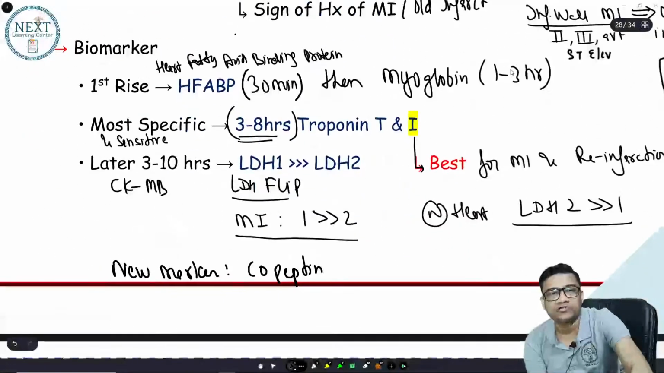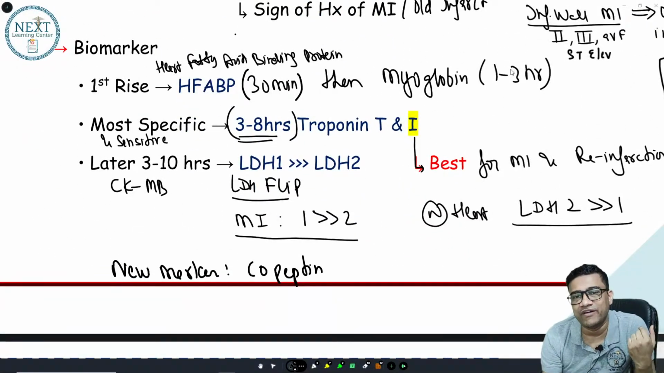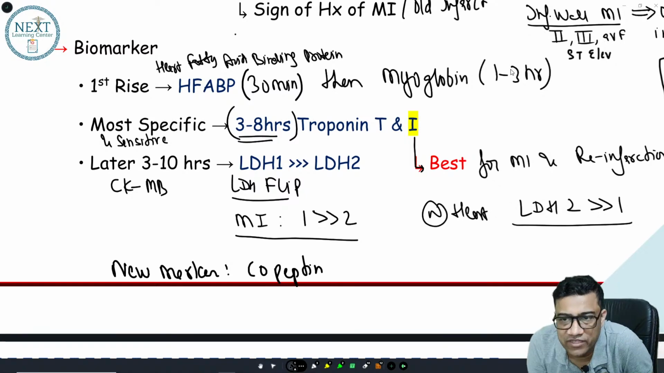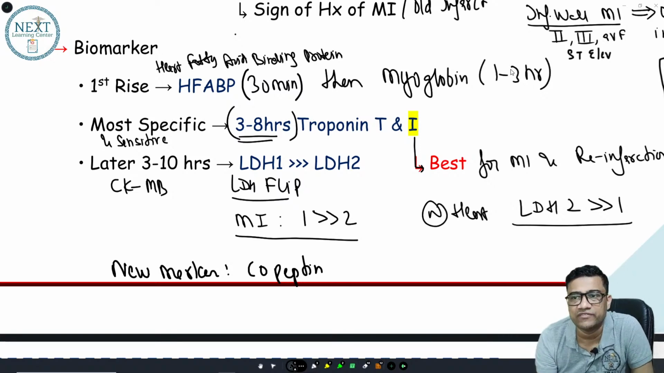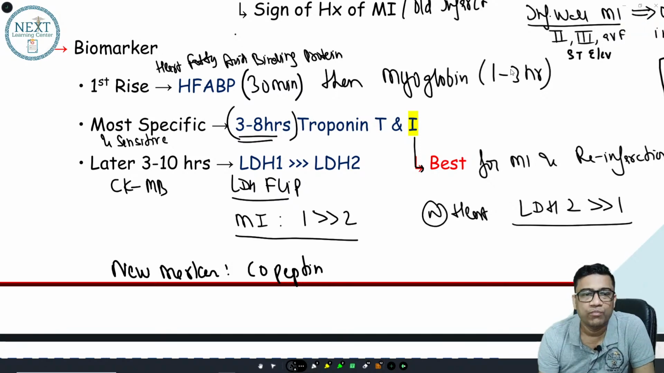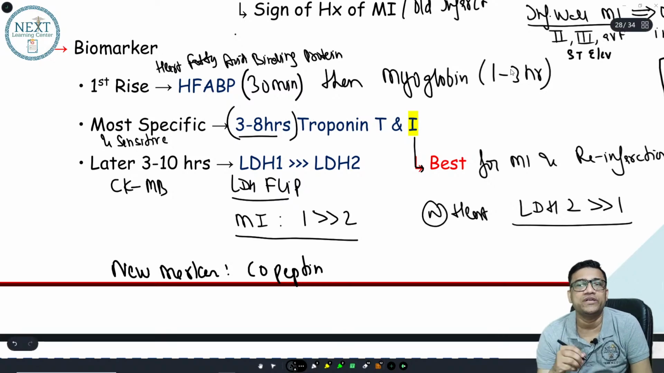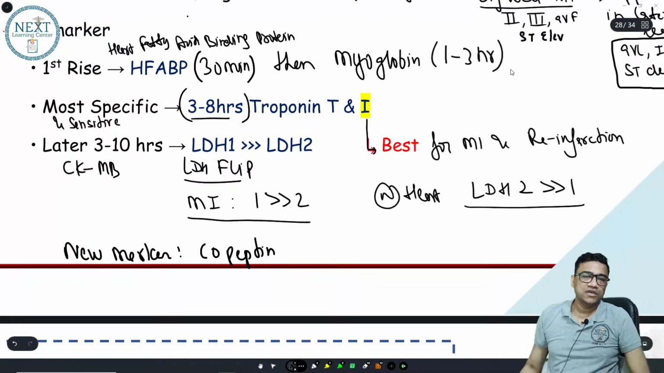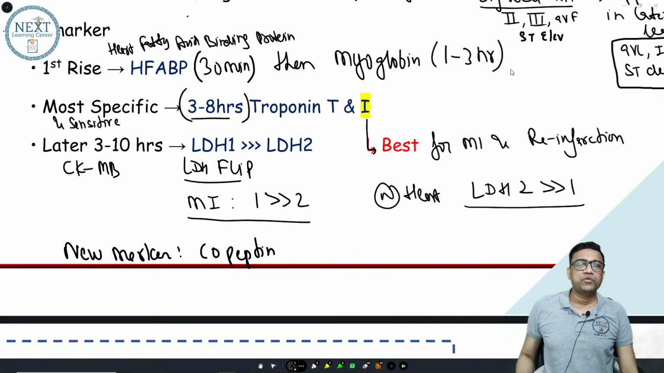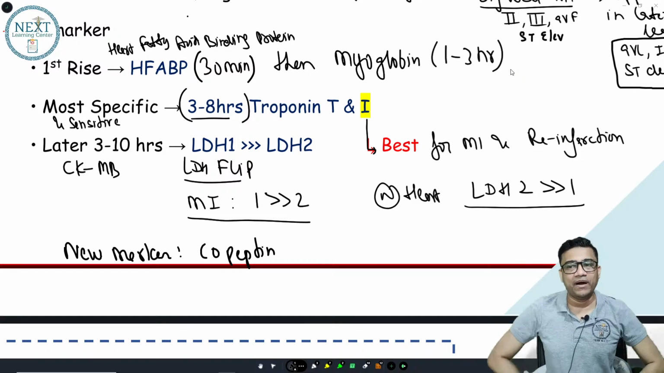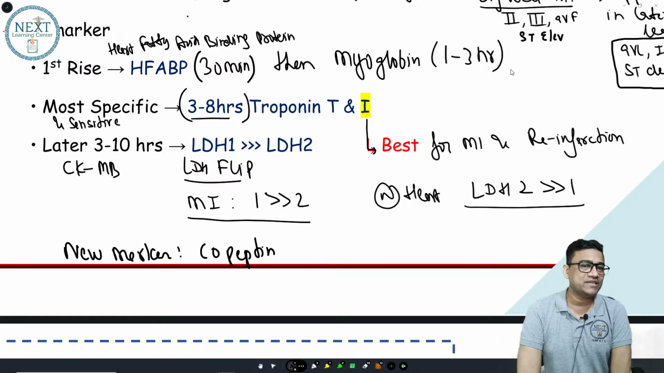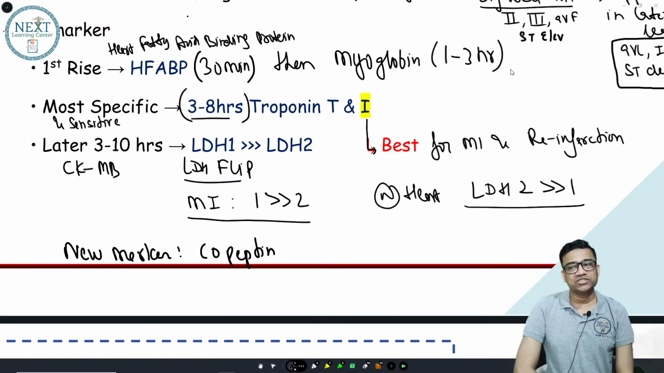Now what are the biomarkers for MI? First to rise is heart fatty acid binding protein, which increases in 30 minutes. Then we have myoglobin, which increases after 1 to 3 hours. More specific and sensitive, if they ask you, is troponin T and I. They are best for MI and reinfarction also. So I is the best. And how many hours? 3 to 8 hours.